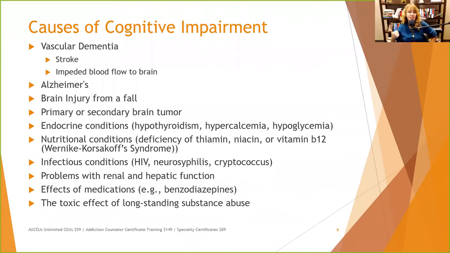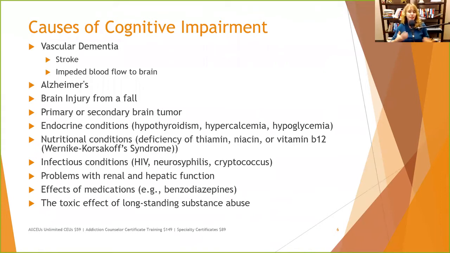Infectious conditions such as HIV. If you're working with a client who's HIV positive, be aware that cognitive impairment may become a symptom. Neurosyphilis or cryptococcus. I always say, if somebody presents in my office, I want to know that they've had a physical and lab work done, preferably within 6 months, or, if the symptoms just recently started, the last 2 or 3 months. It would be nice if they would get some of that evaluated so we can make sure there's no underlying physiological cause that could be easily treatable.